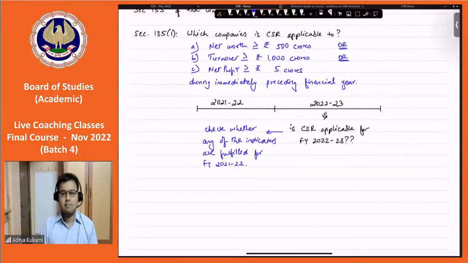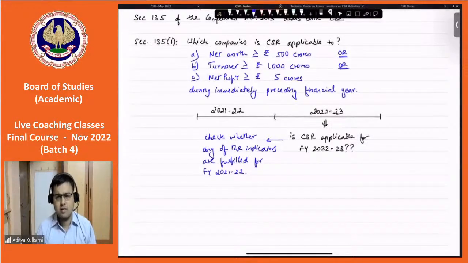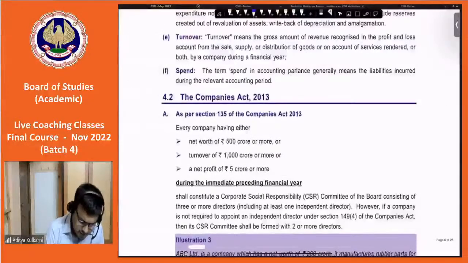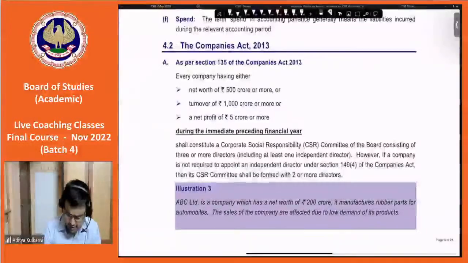Earlier, what used to happen? We used to look at the previous 3 financial years average, and then we used to decide whether CSR will be applicable for the financial year in question. So this was how we used to check earlier, prior to amendment. But now it's not like that. Now it is purely based on the immediately preceding financial year. So this is section 135(1). You can check the section, the same thing is written here.